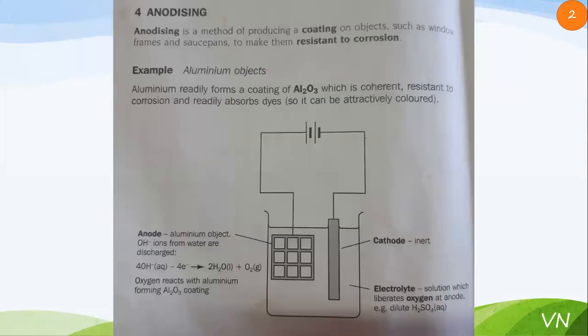So I have a picture of a note taken from one of the textbooks that we normally use in class. It tells us here that anodizing is a method of producing a coating on objects, and that coating is an aluminum oxide coating.